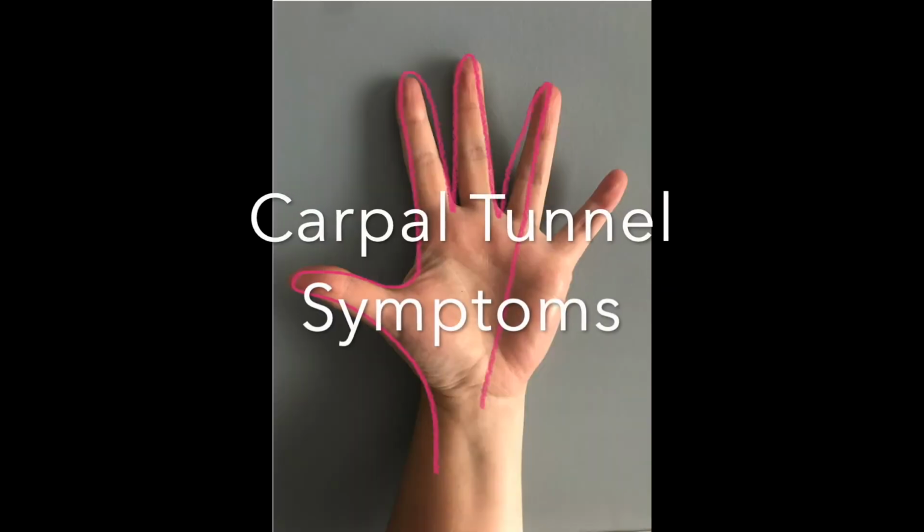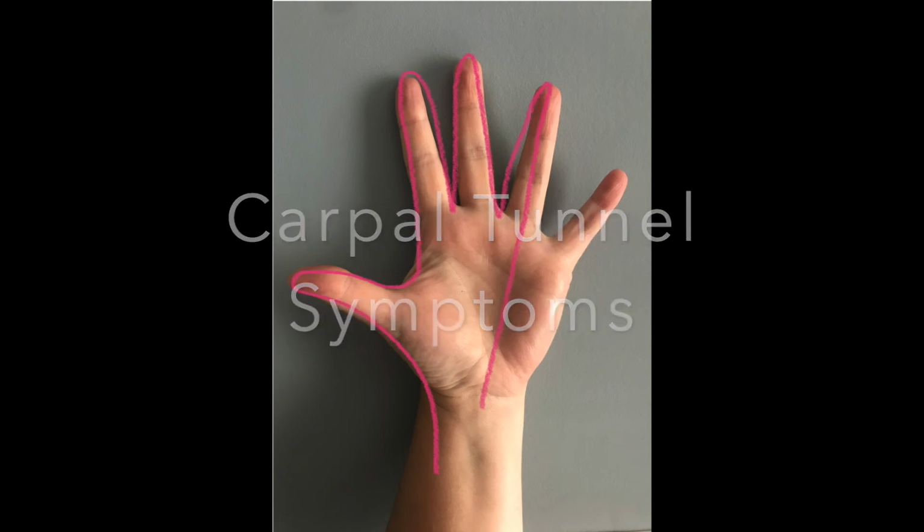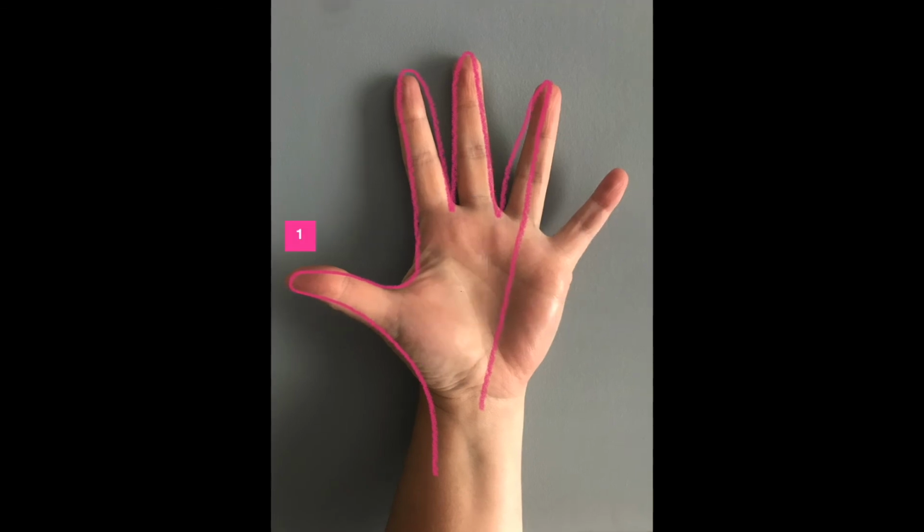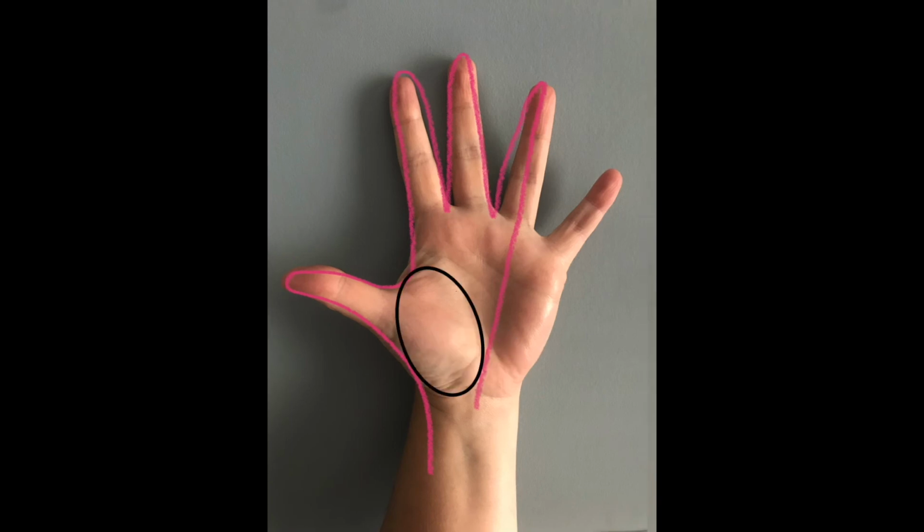What are signs and symptoms of carpal tunnel syndrome? You can end up with pain, tingling, and numbness in digits 1, 2, 3, and half of 4. But the area under this blue circle may remain normal. In more advanced cases, the muscles under this circle may atrophy, becoming weaker and appearing shrunken.